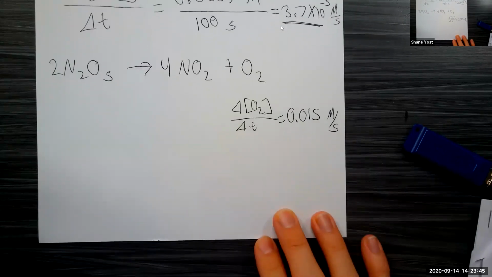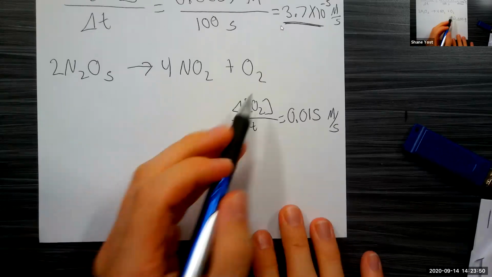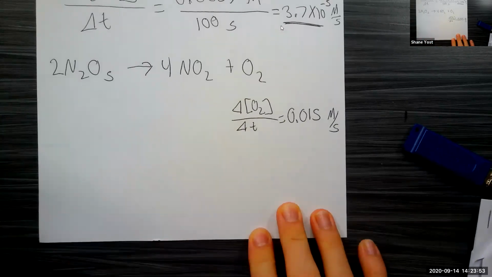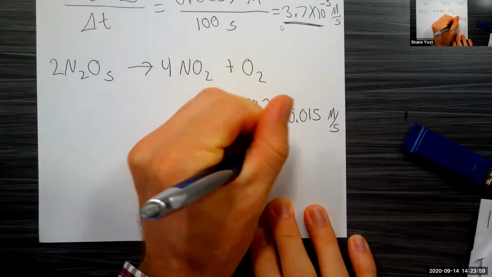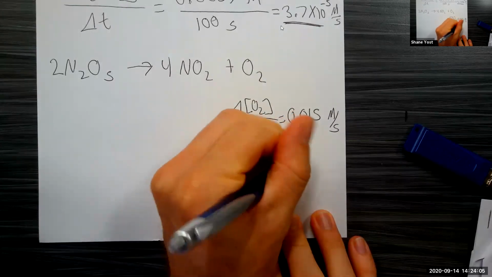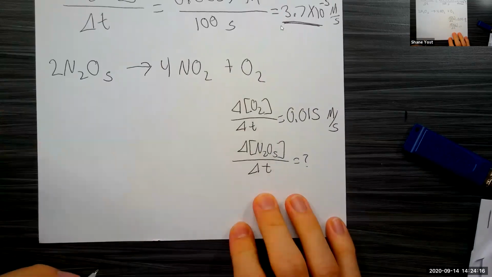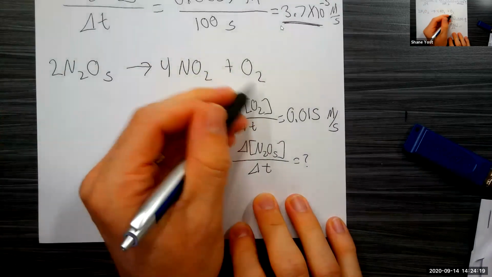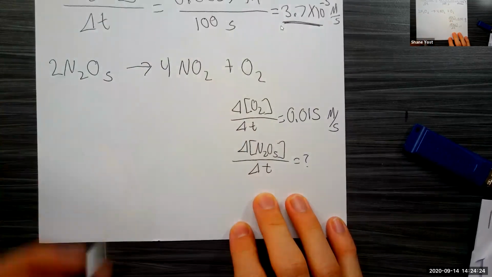Okay. So again, what we're given in this problem is the balanced chemical reaction and the change of concentration of O2 over some change in time. And our question is, what is the change in concentration of N2O5 over that same change in time? I know that this should be related through the balanced chemical reaction, because this reaction tells me if I gain 1 mole of O2, I lose 2 moles of N2O5.